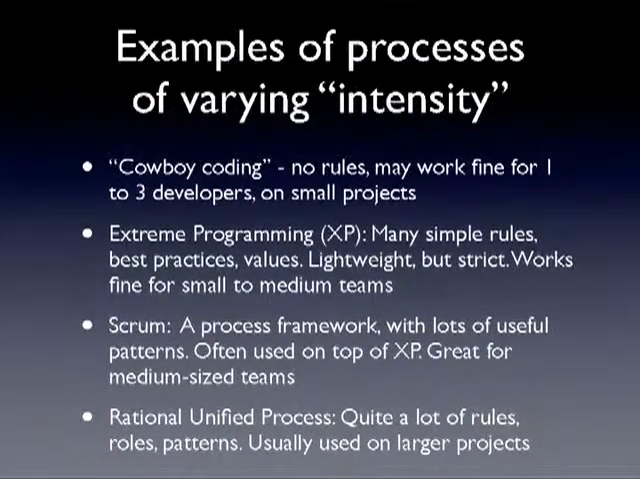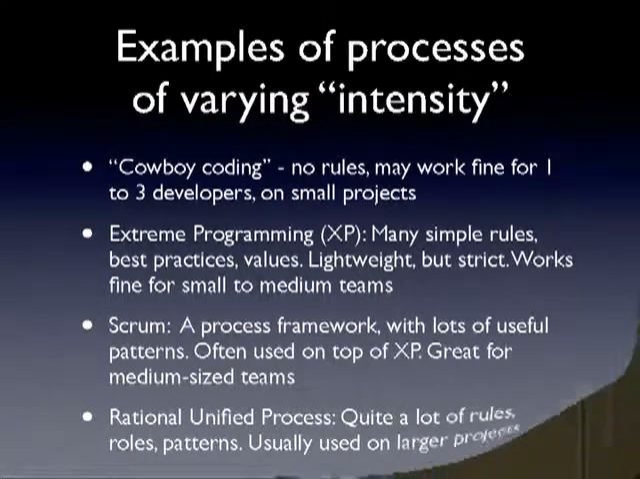So here are some examples of different processes and their intensity. You have cowboy coding, which is good for small teams. The problem is as you go bigger and bigger, you might find that some of your code base becomes a liability. So there's no rules. It's great if you're just a guy who wants to develop on the weekends, or you have someone who's building some small project. And then you have extreme programming, or XP, which has many simple rules. It's sort of best practices and values. It's lightweight, but it's strict, and it works well for small and medium teams.